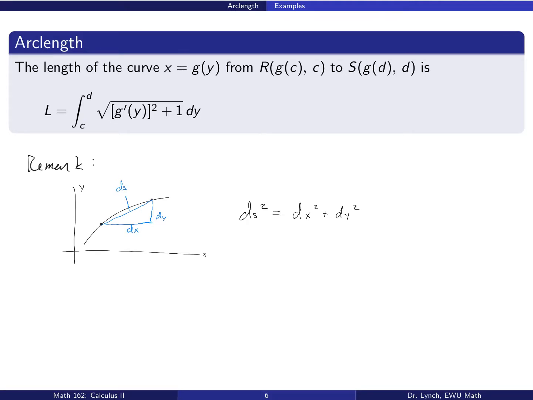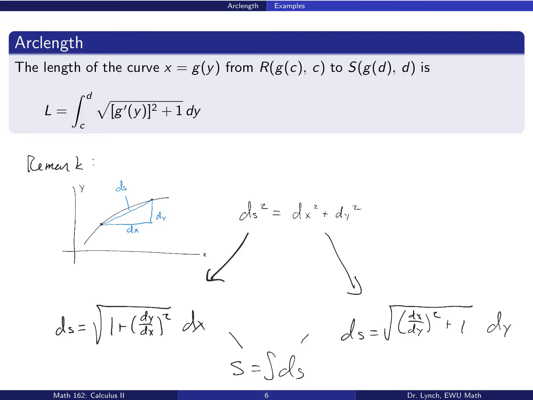In fact, if we think about our arc length in terms of infinitesimals, differentials, as ds squared equals dx squared plus dy squared, it makes it quick and easy to derive an arc length formula for either ds in terms of dy dx or ds in terms of dx dy. So this is a quick way to think of arc length: a little bit of arc length ds is the square root of the sum of dx squared plus dy squared, and then you can take it either direction you want. So the formula we have here is of the flavor square root of dx dy squared plus 1, dy.